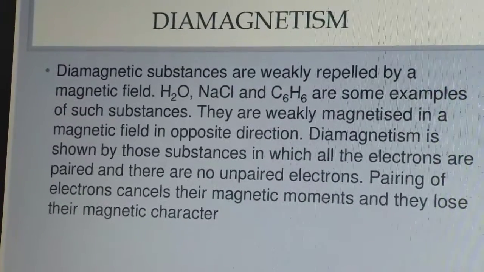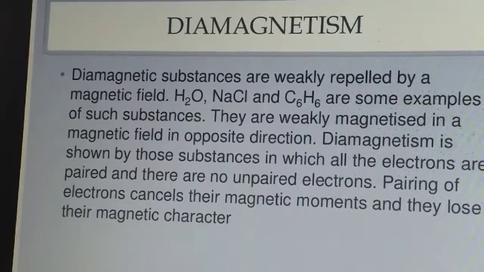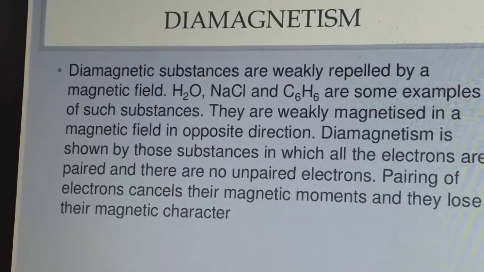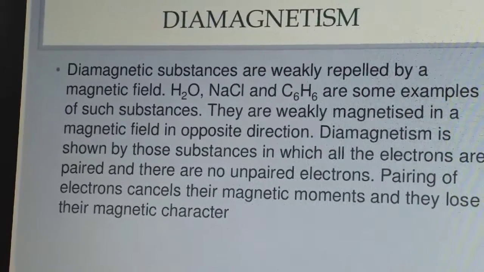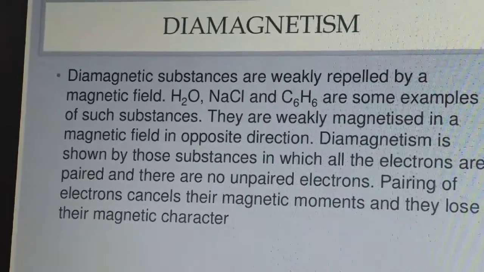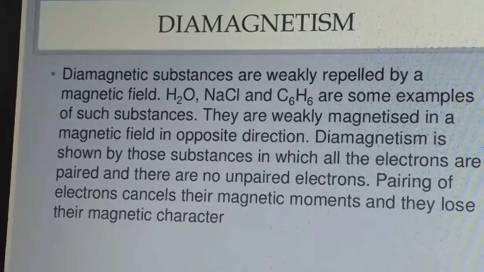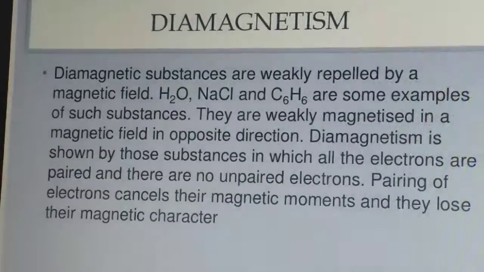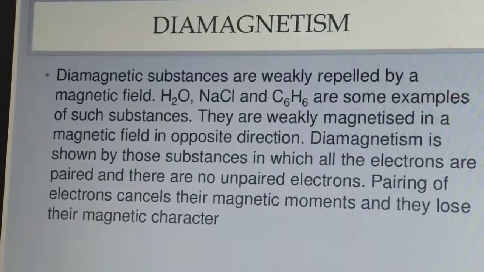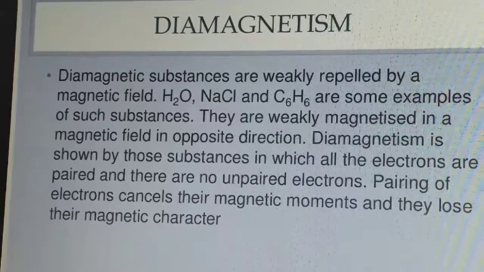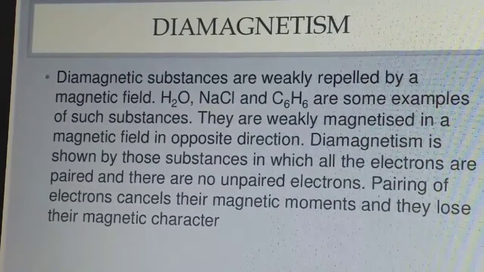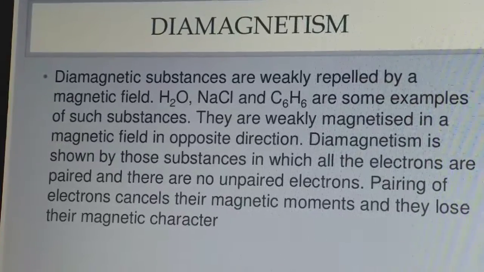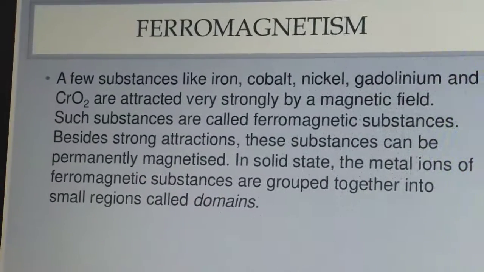Next is diamagnetic. Diamagnetic substances are weakly repelled by a magnetic field. Water, NaCl and benzene are some examples of such substances. They are weakly magnetized in a magnetic field in the opposite direction. Diamagnetism is shown by those substances in which all the electrons are paired and there are no unpaired electrons. Pairing of electrons cancels the magnetic moments and they lose their magnetic character in the absence of a magnetic field.